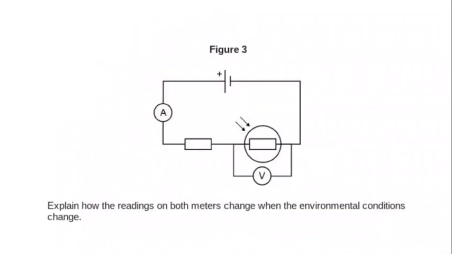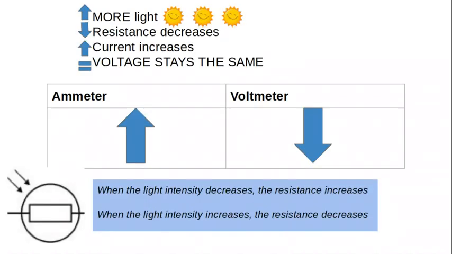But as I said before, the voltage across the whole circuit needs to stay the same. So if the potential difference across this component is decreasing, what it means is that it's increasing across this component here. The potential difference across the fixed resistor is going to be increasing as a result. I think that's the trickiest part of this whole mark scheme to really get.